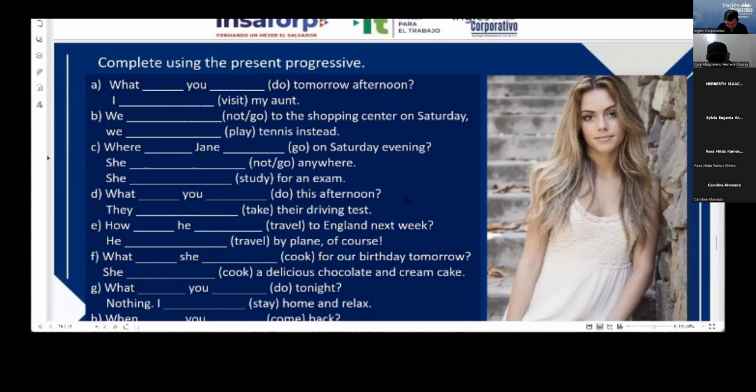Where is Jane going on Saturday evening? She's not going anywhere. She's studying for an exam. ¿Cómo she's dijo? Studying for an exam. Ella está estudiando por un examen. Exactly. What are you doing this afternoon? They are taking the driving test. Complete using the present. How is he?